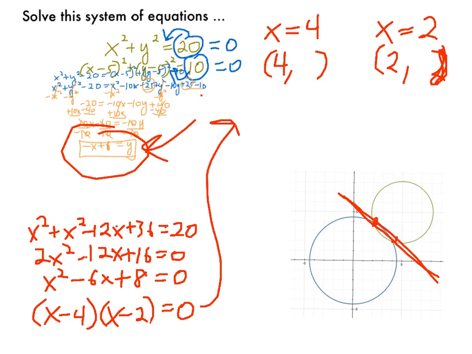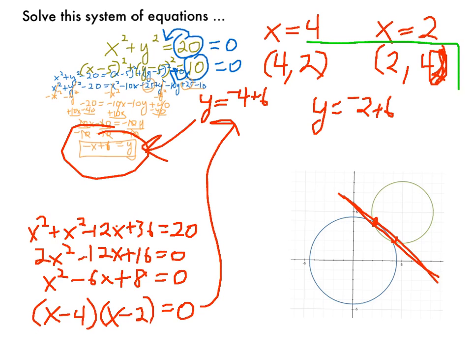So let's do that. y equals negative x plus 6. When x is 4, that's a negative 4 plus 6, so the y value is a 2. And on the other one here, we have y equals negative x plus 6. Well, that would be a negative 2 plus 6, which would equal a positive 4. And therefore, we have found our 2 points of intersection.